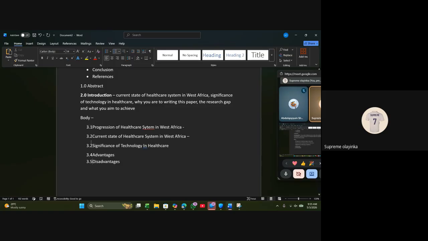And this one will be 3.5. Okay. So now we can see how the label is going. Then after we are done with the body, the next thing is what? Conclusion and reference. So then we just conclude, then we write our references here.